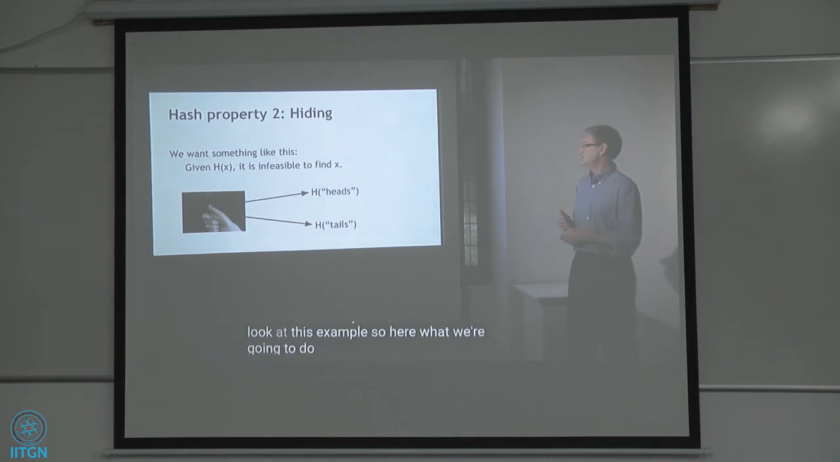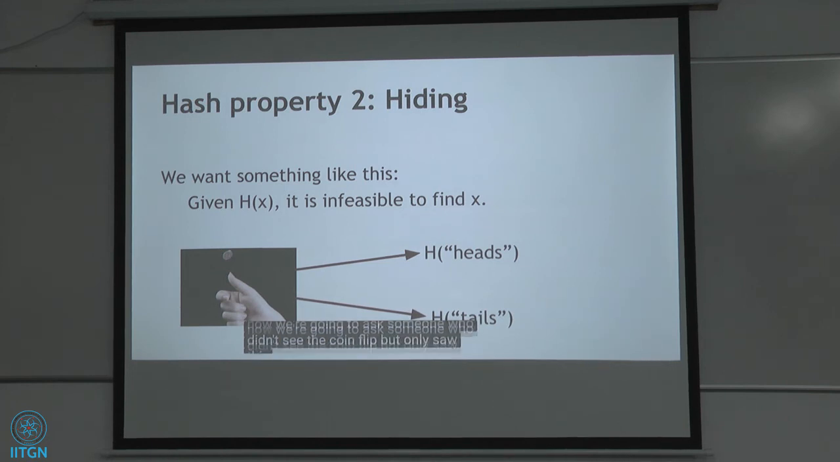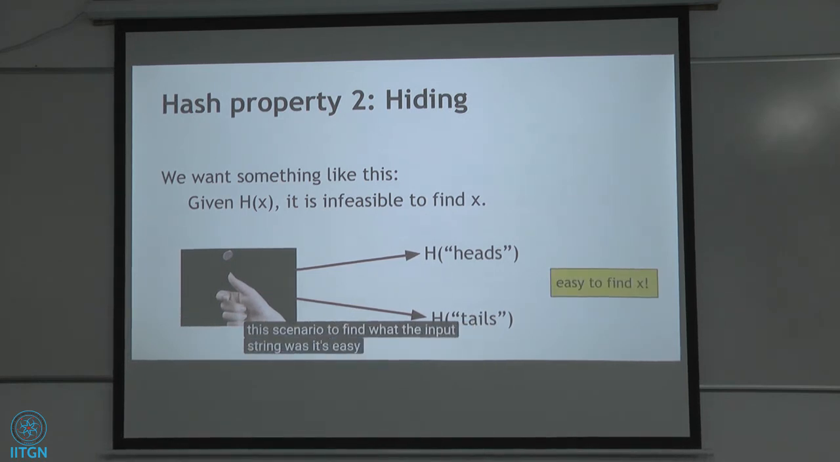So here, what we're going to do is an experiment where we flip a coin, and if the result of the coin flip was heads, we're going to return the hash of the string heads, and if the result was tails, we're going to return the hash of the string tails. And now we're going to ask someone who didn't see the coin flip, but only saw this hash output, to figure out what the string was that was hashed. That, of course, is going to be easy. It's easy in this scenario to find what the input string was. It's easy to find x. You simply compute the hash of the string heads and the hash of the string tails, and you see which one you got. And so in just a couple of steps, you can figure out what x was.